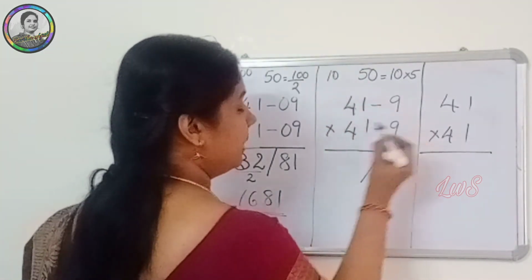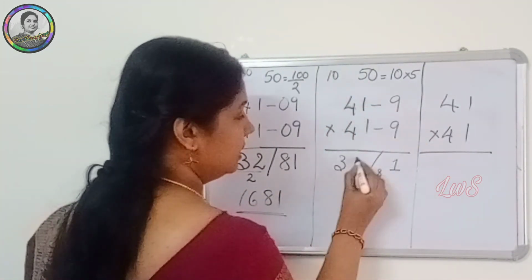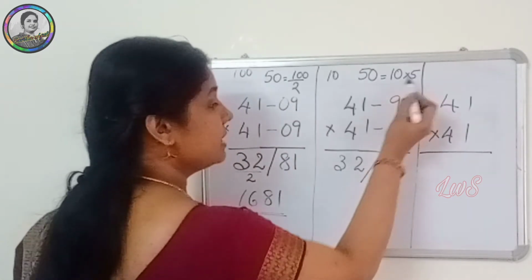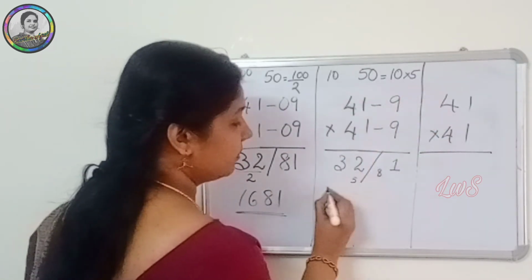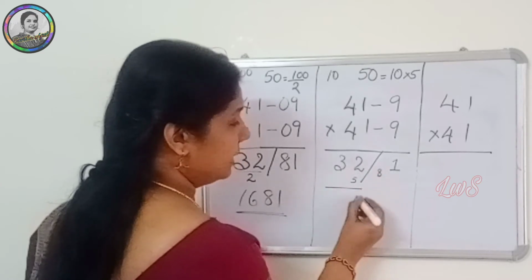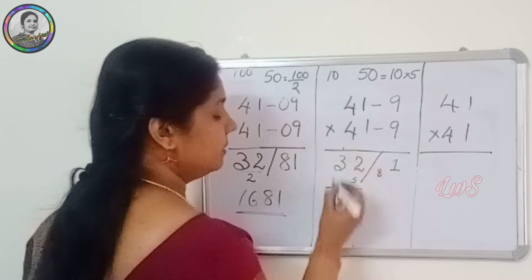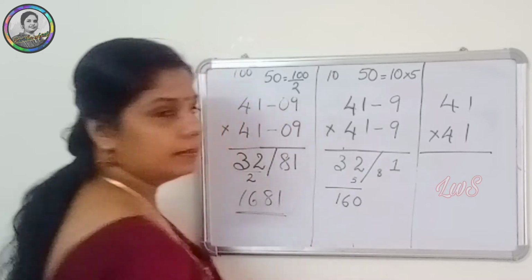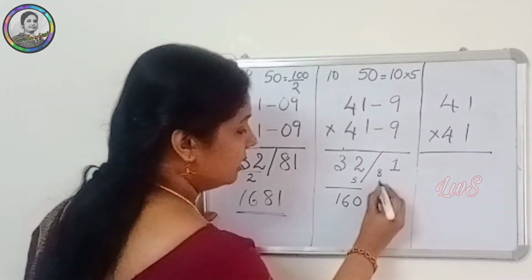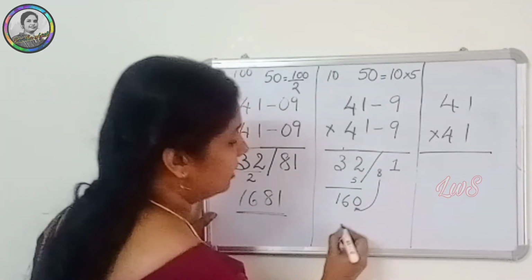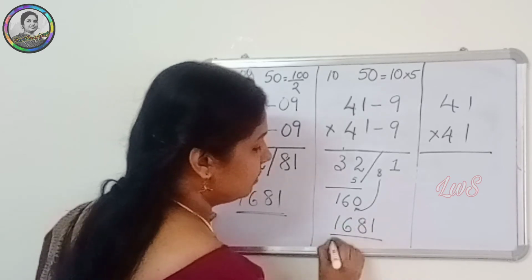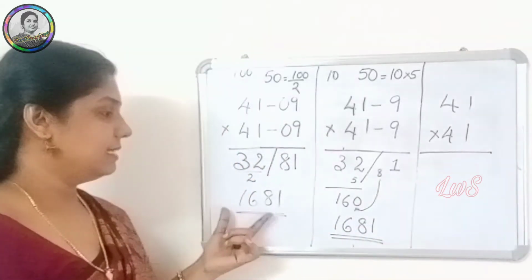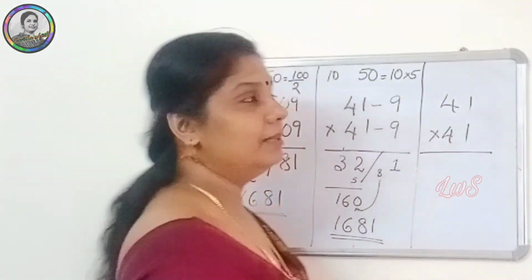Now 41 minus 9 is 32. We just have to multiply 32 with 5. 5 2s are 10. 5 3s are 15, plus 1 is 16. Now this 8 plus the 0, which I'll be getting, gives 1681. Same answer. Now the third method.